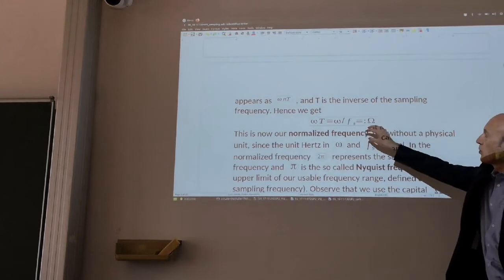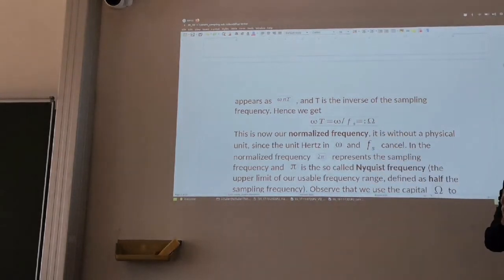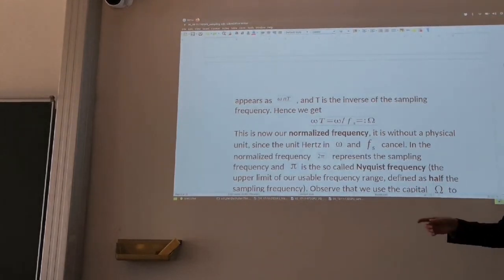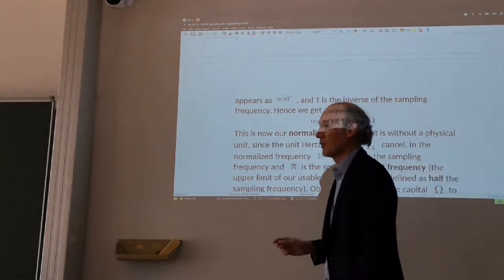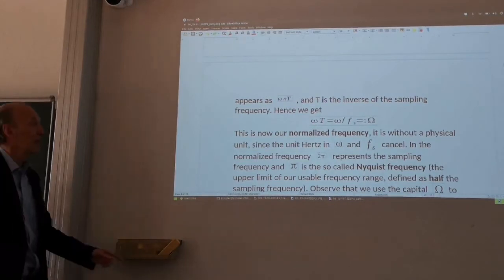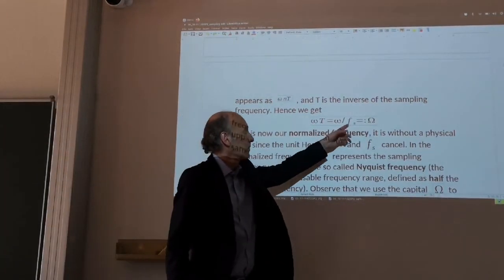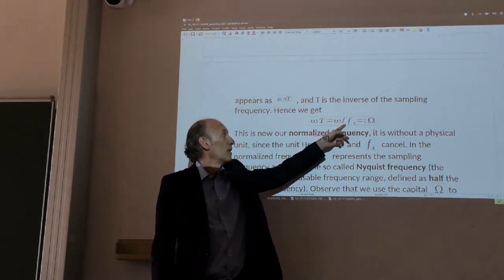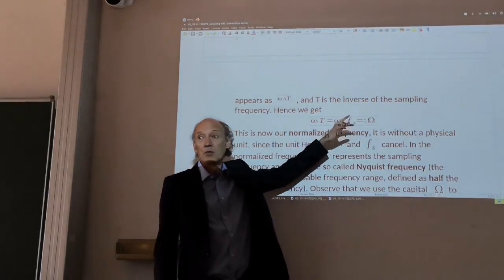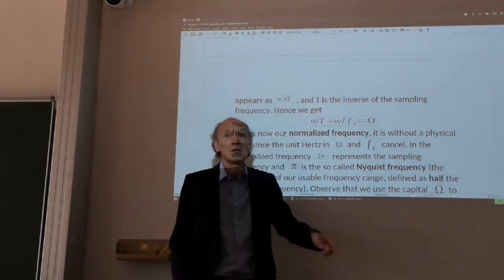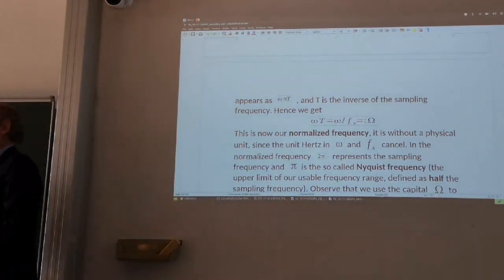This is an important point, because as soon as we do sampling, it makes sense to go from our traditional frequency to a normalized frequency, normalized by the sampling frequency. This also gets rid of any physical units. Right? So for instance, if omega has the unit hertz, Fs also has the unit hertz, so the units cancel. So normalized frequency is a unitless number. It has no unit.